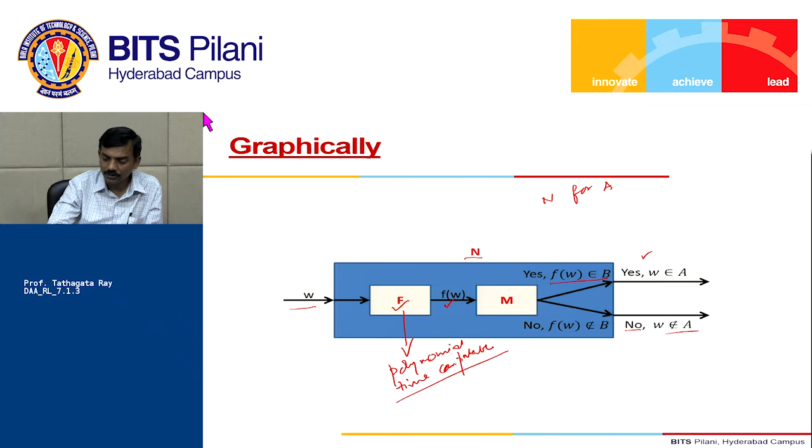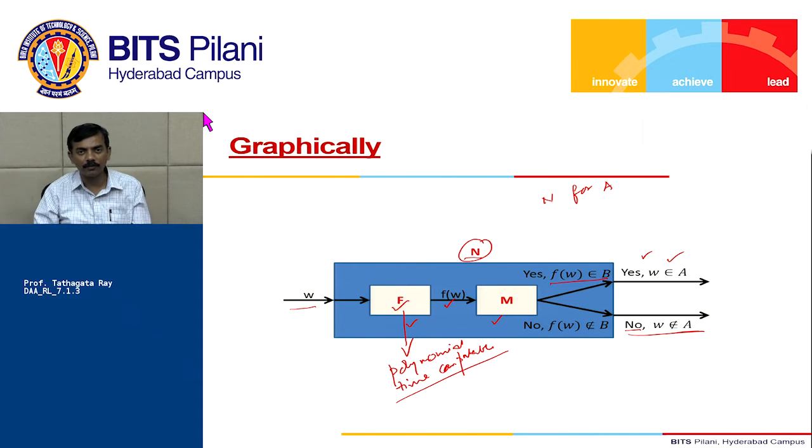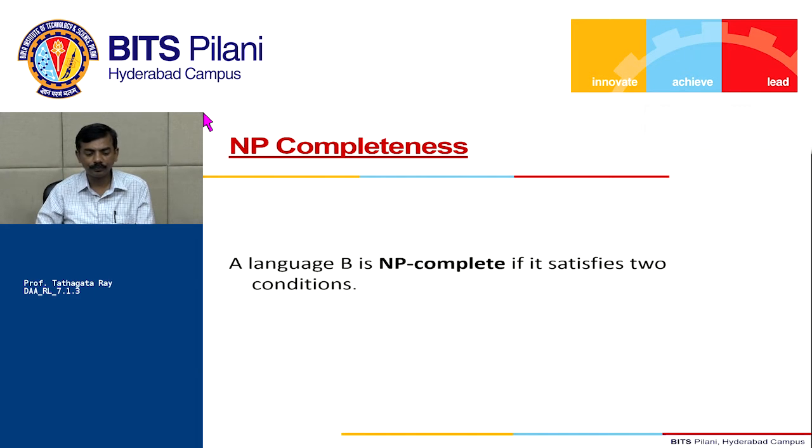Okay, so then I will get the answer that yes, W belongs to A. If it is no, then I know that if W doesn't belong to B, then W also doesn't belong to A, so I can reject it. Fine. So what is the total time taken by N? You are spending some polynomial time here followed by some polynomial time here. Summation of two polynomial time algorithms is again polynomial time. So you got a polynomial time algorithm. So N is also polynomial time.